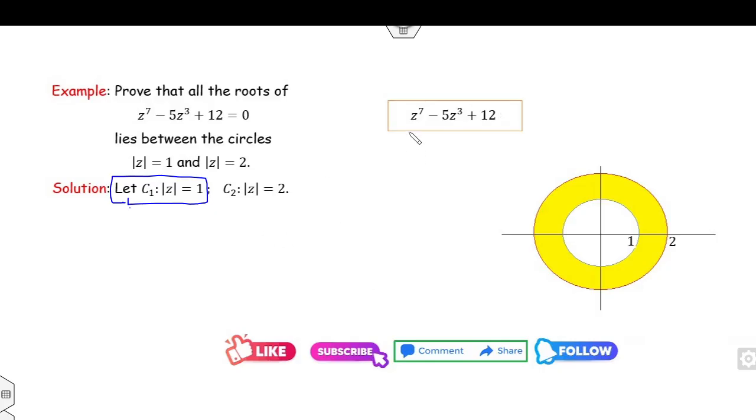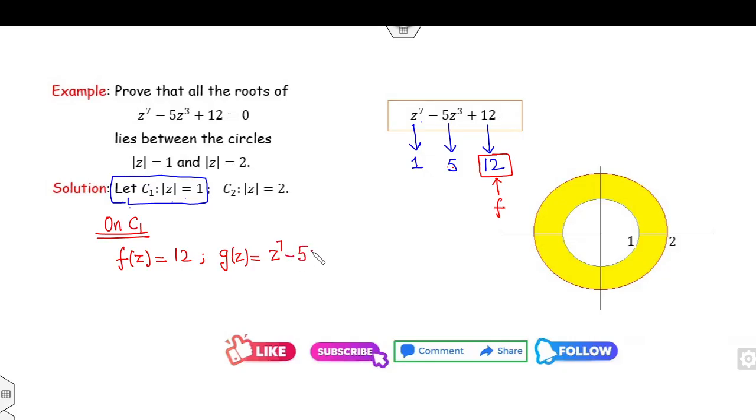Fine. So my target is to check on C1. So calculate the absolute value on the boundary of the circle. Absolute value of minus 5z cubed on the circle C1 is 5. On the other term it is 12, so can you find the maximum value? This is my maximum value. Fine, this is my f, and clearly 1 plus 5 is less than 12. So on the circle C1, what is your f(z)? f(z) is 12 and the remaining part is my g(z).